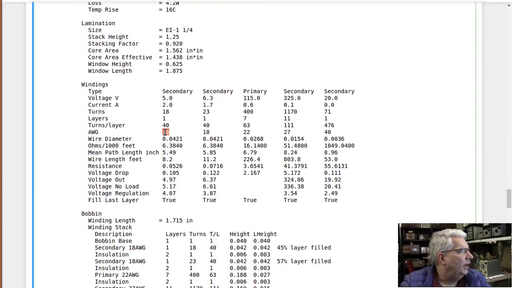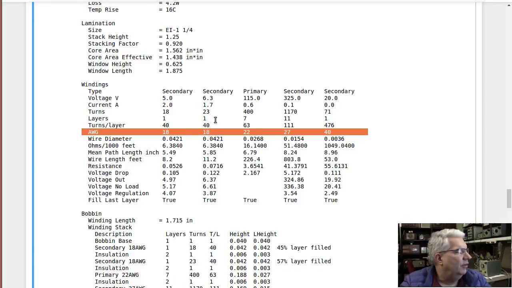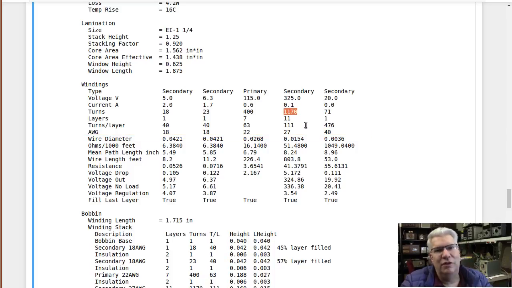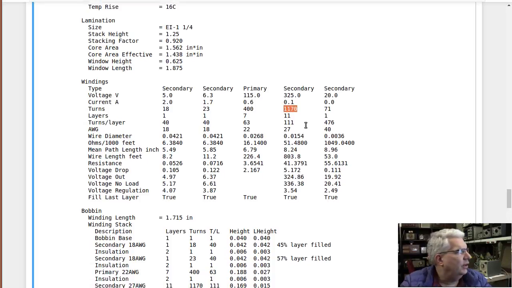So what we end up having down here is 18 gauge wire on these two filament windings. The primary is at 22 gauge, and the secondary, the high voltage secondary, is 27, and the bias, the screen winding, is 40 gauge, which is very small. You can see that there's a number of layers here, and here's a turns ratio. There's almost 1,200 turns on the high voltage secondary.